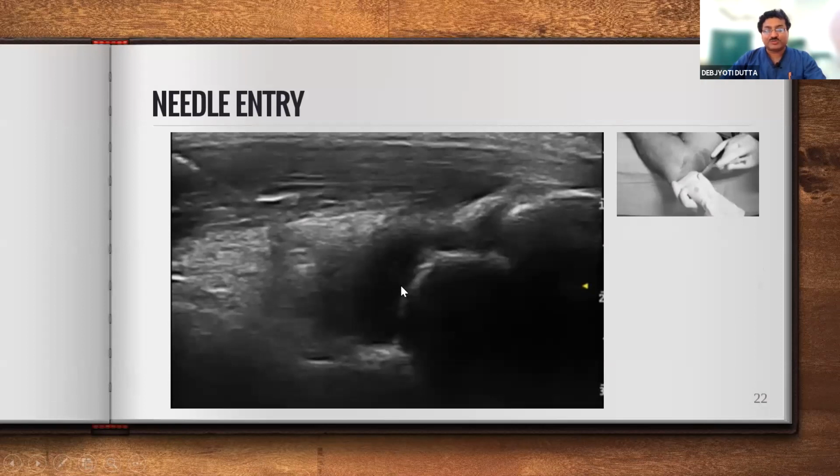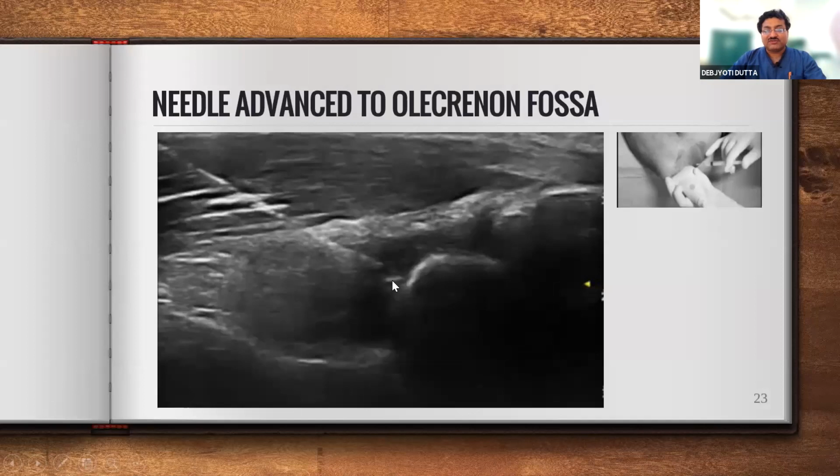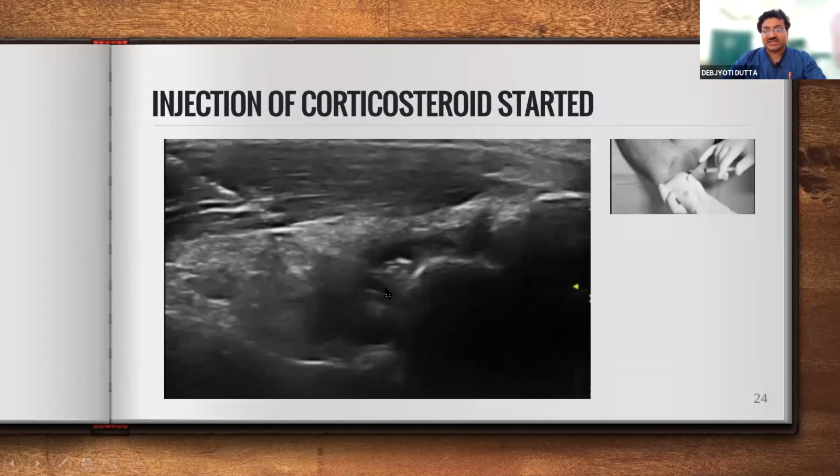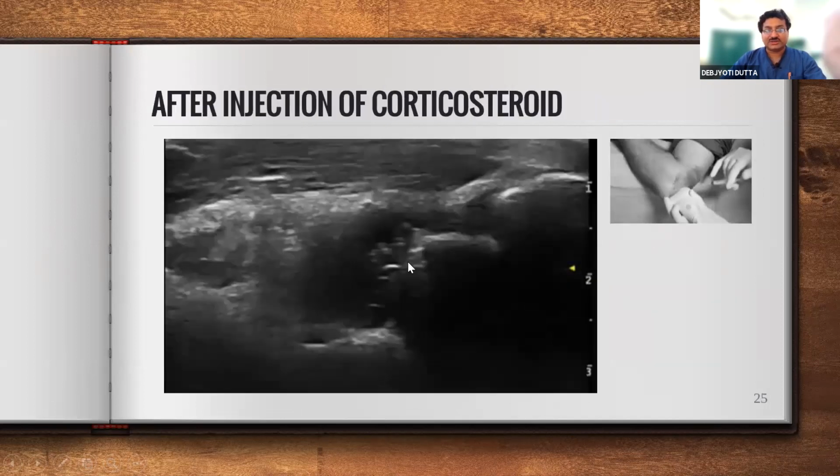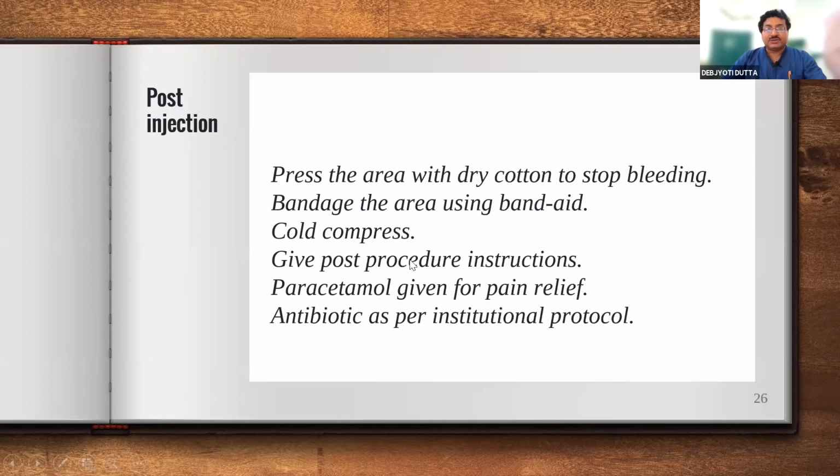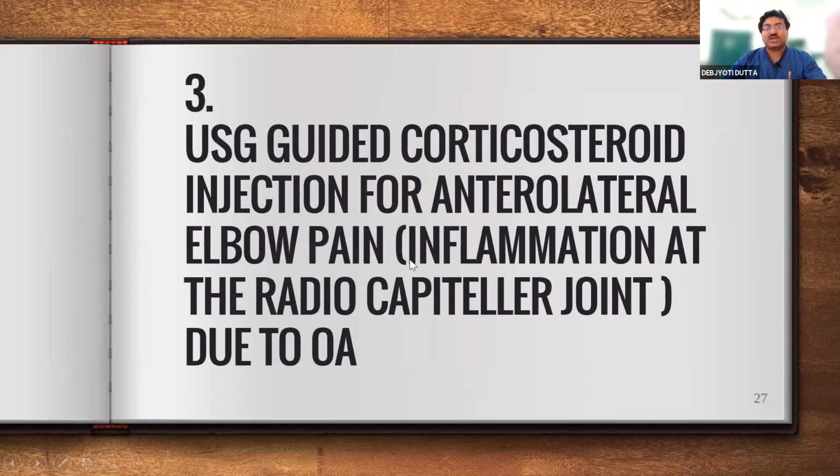So first needle is put here, and after putting the needle in the olecranon fossa, cortisone injection is given here at the olecranon fossa. If the fluid is more, you can do another thing. You can first aspirate the fluid and then inject. Okay, so this is post injection. Okay, so that is the injection at the olecranon fossa.